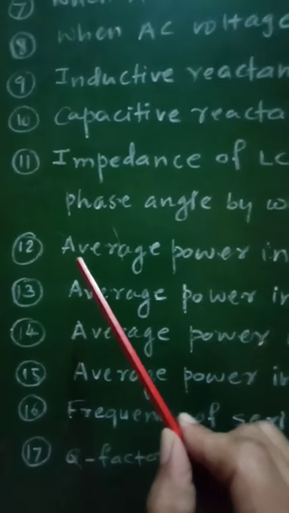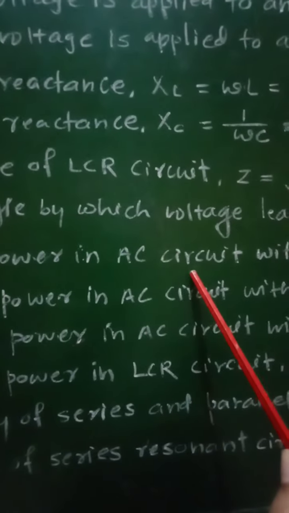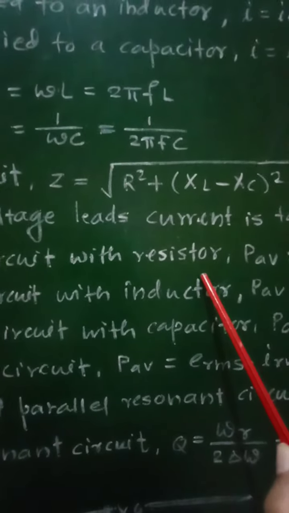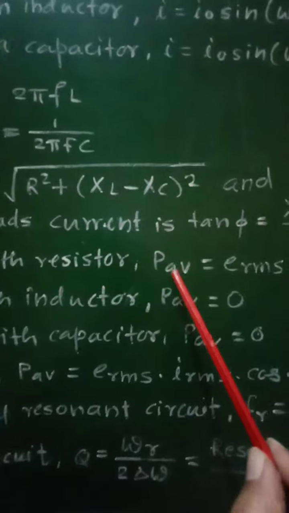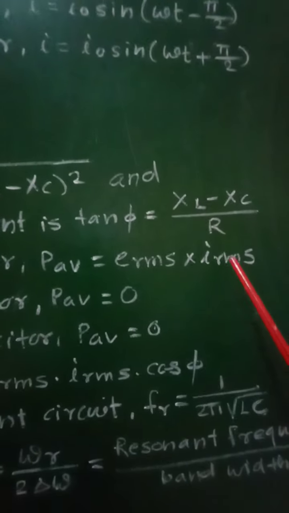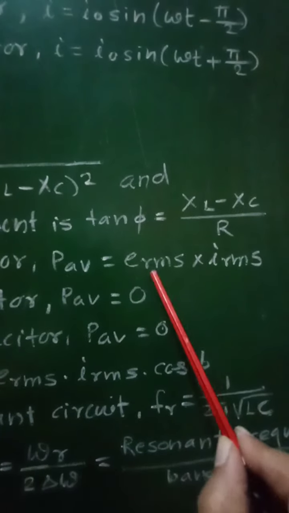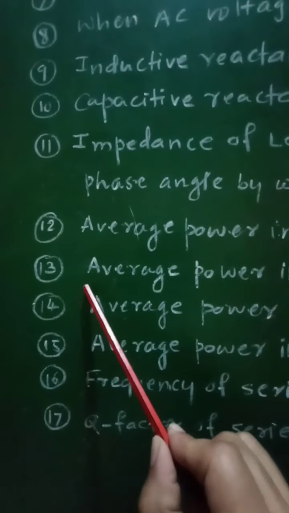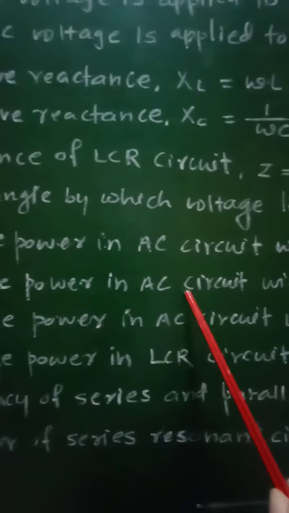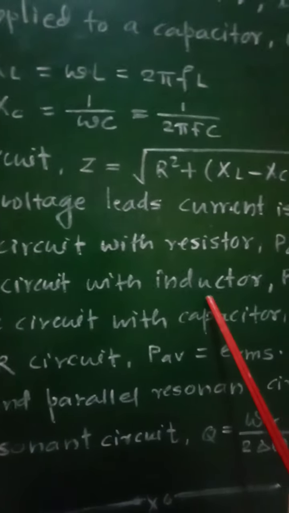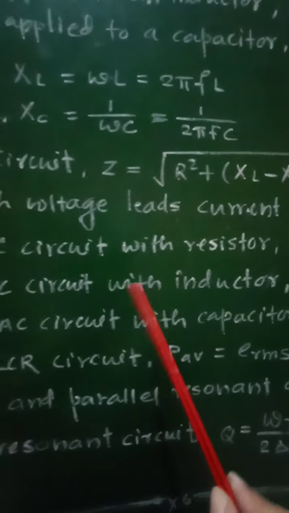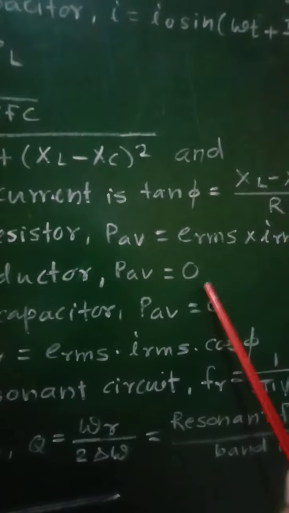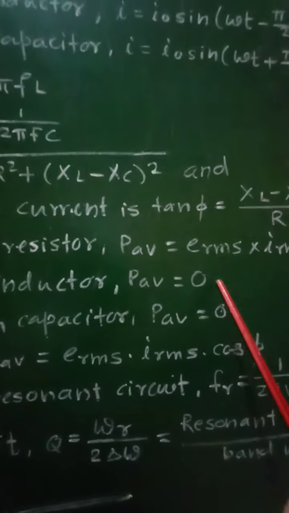Then 12th formula gives average power in AC circuit with resistor. With resistor, average power P average equal to E RMS into I RMS. Then 13th formula gives average power in AC circuit with inductor. If there is pure inductor, then the average power of that AC circuit will be given as P average equal to 0.